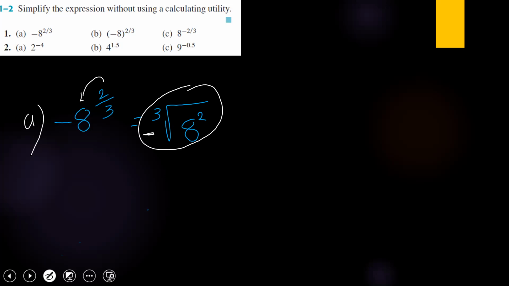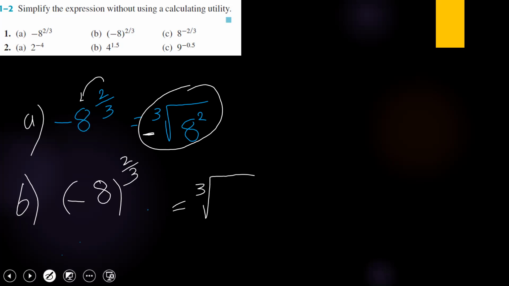Now let's solve b. In b, we have negative 8 and all of it is raised to the power 2 over 3. So that means you have to say it is the cubic root of negative 8 squared. Now I will keep the negative inside the root. But in the first case, since the exponent is raised only to 8, the negative sign will be outside.